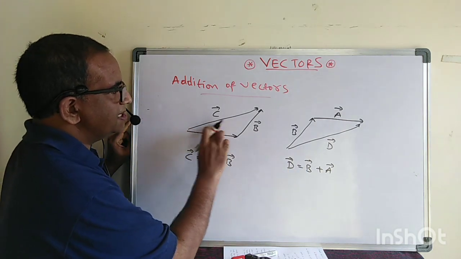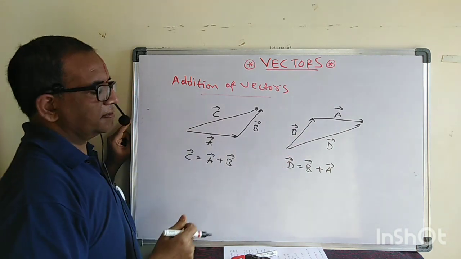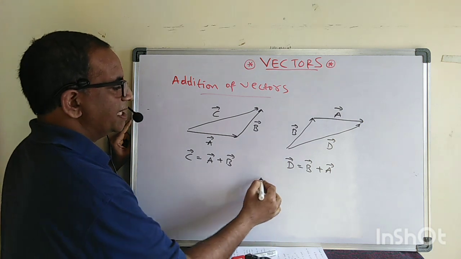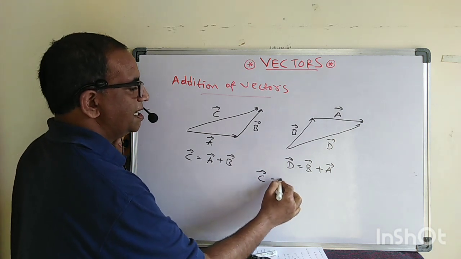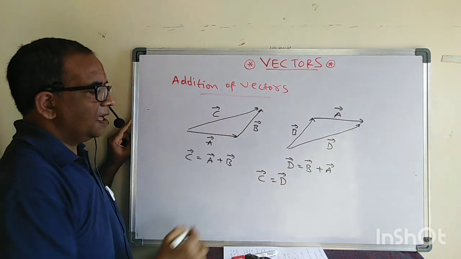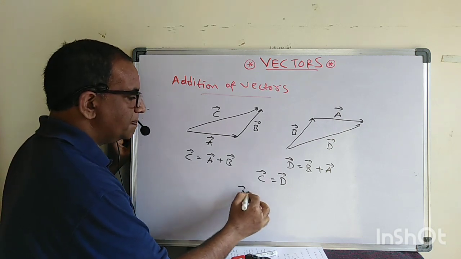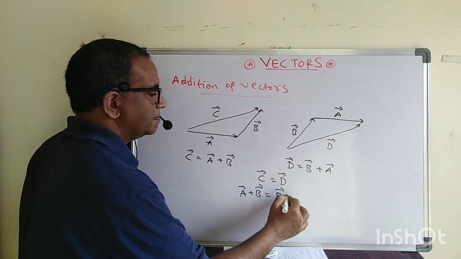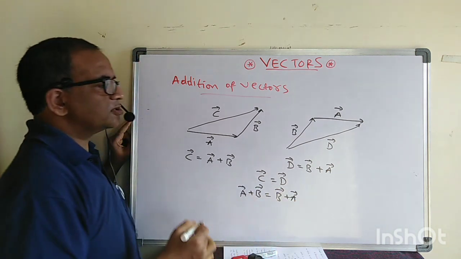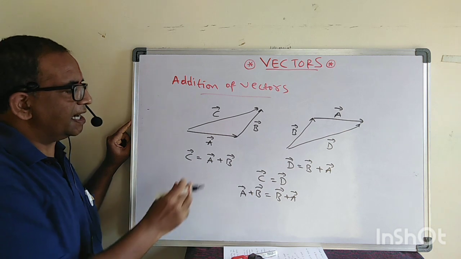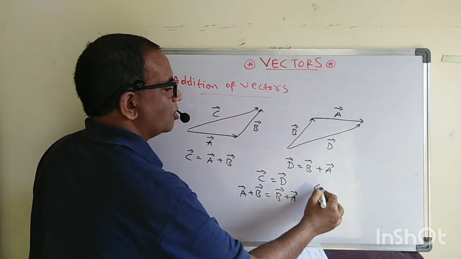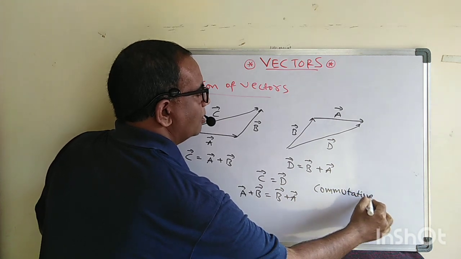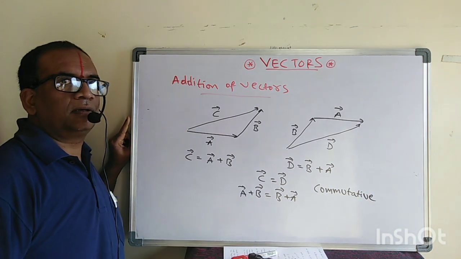And if you observe carefully, C and D are in the same direction. And we are just adding the same vectors. So therefore you can say C and D are equal. Or you can also write A plus B is equal to B plus A. As A plus B is equal to B plus A, what you can say is that the addition of vectors is commutative. Okay, addition of vectors is a commutative property. Are you following?